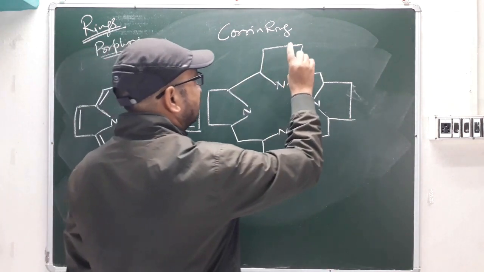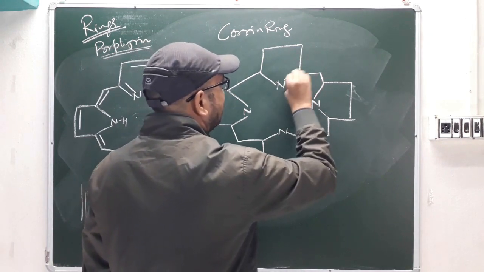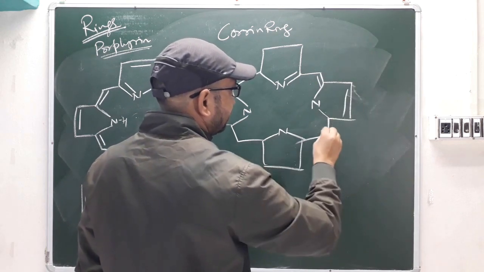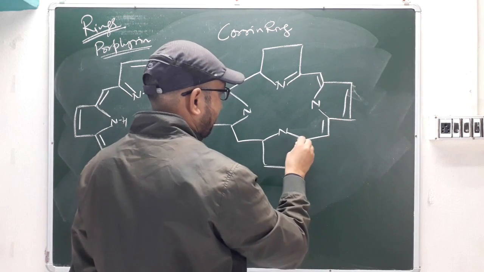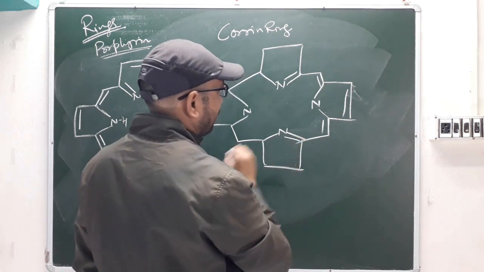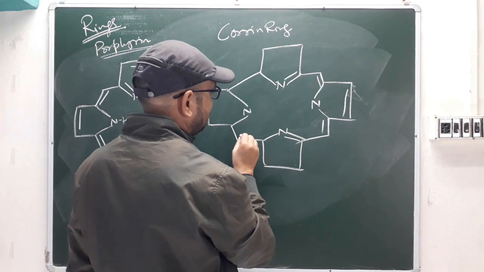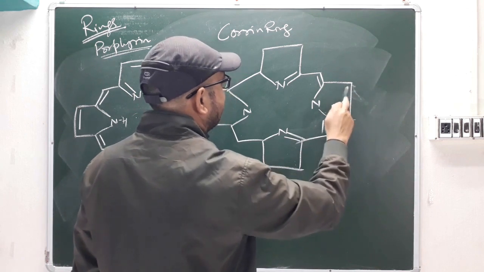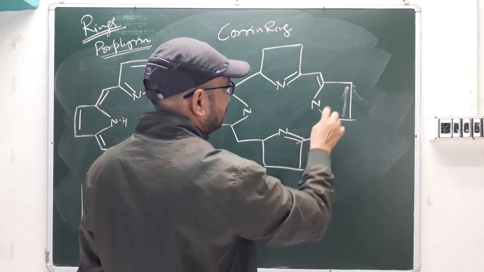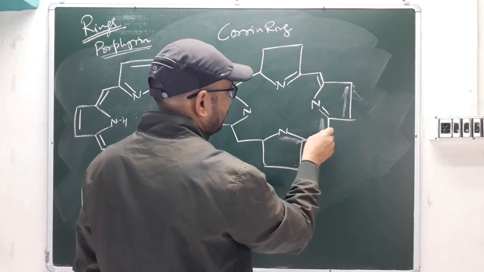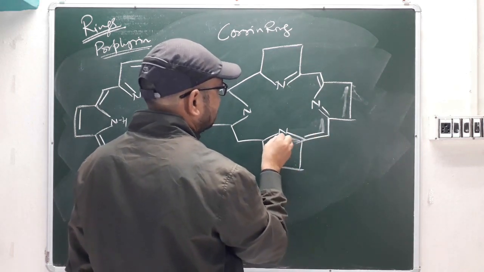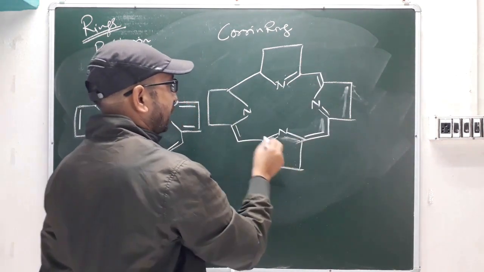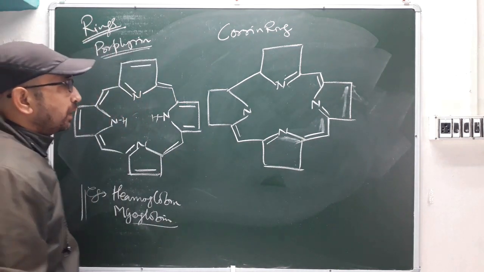Okay, so now we'll see the double bonds, how they will be. 1, then 2, then 3, 4, 5, and then no, it won't be here. Okay, so it will be 1, 2, then 3, then 4, then it will be 5, and here one will be 6. So 1, 2, 3, 4, 5, 6. So there will be 6 double bonds in the corrin ring.